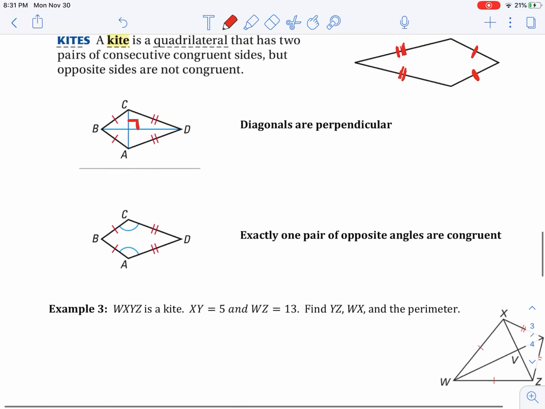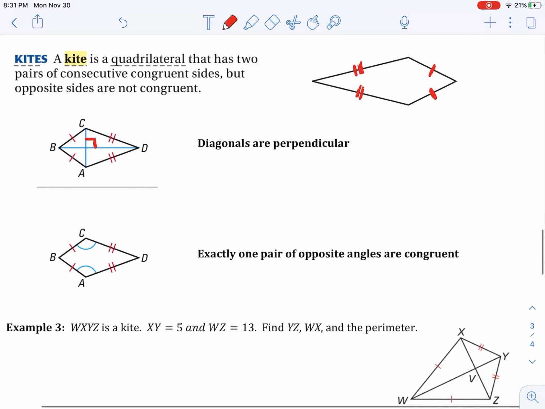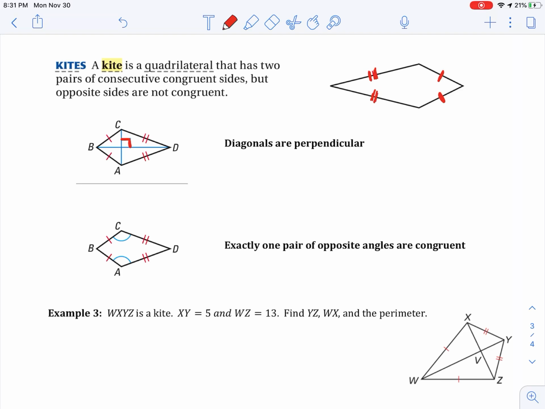And so if we were in class together, I'd probably talk about flying a kite. Anybody who's ever flown a kite and bought a kite in a package, there's always this stick that you have to put in, and the stick gets put in right between those non-congruent sides. So it gets put right between those congruent angles, but that's only if you've ever flown a kite.